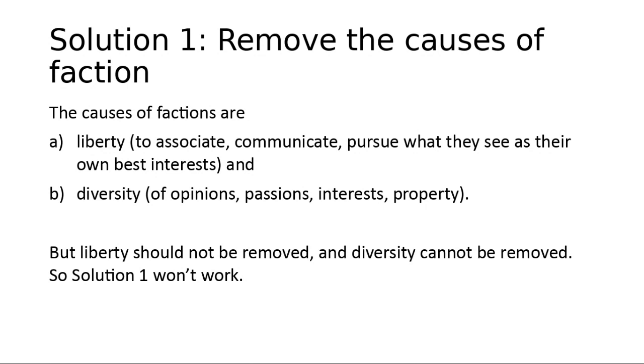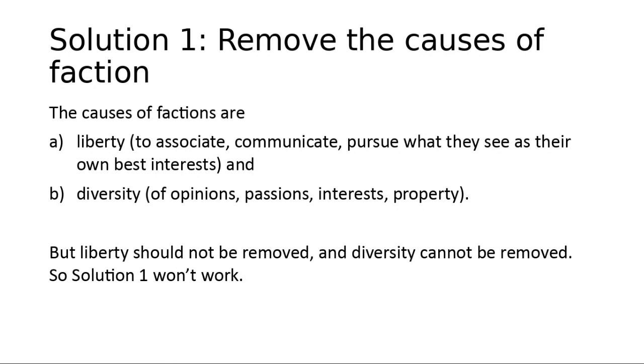In other words, you give people the freedom to do what they want, and the fact that there's going to be diversity of opinion, and you're going to have special interest groups. You're going to have factions, right? Some people want high tariffs. Some people want low tariffs because tariffs might be good for some businesses and bad for other businesses, and so forth. Now, can you remove these causes of faction, according to Madison?